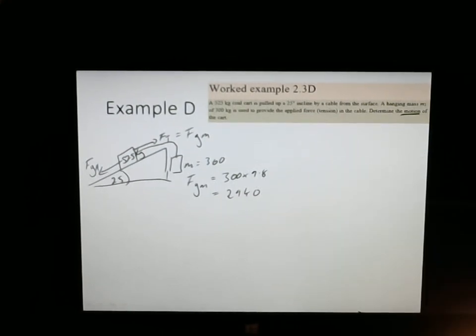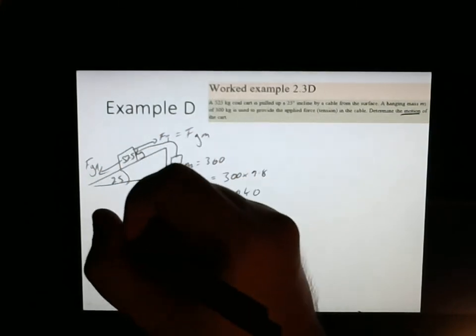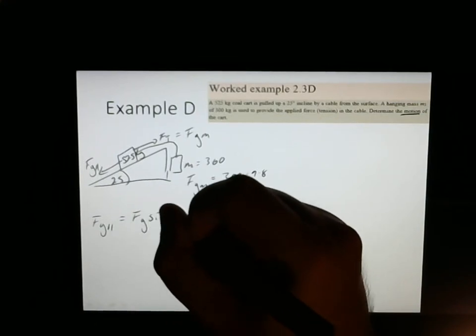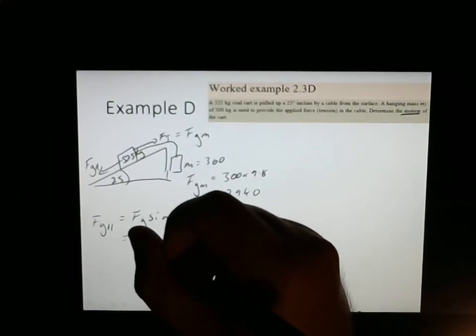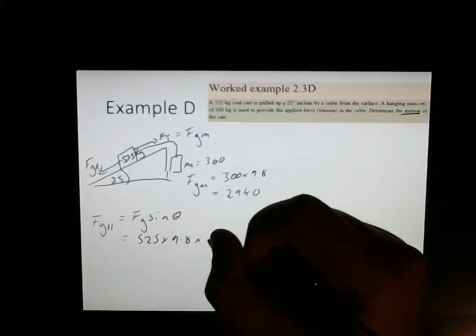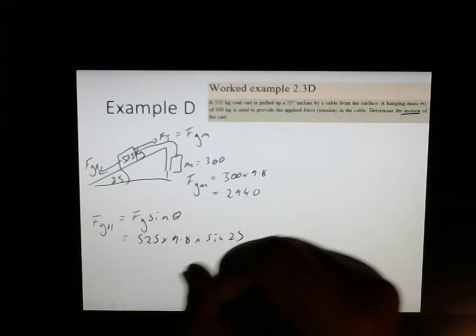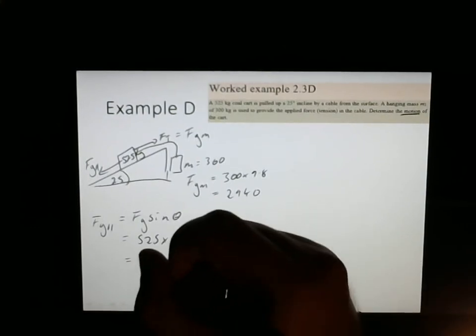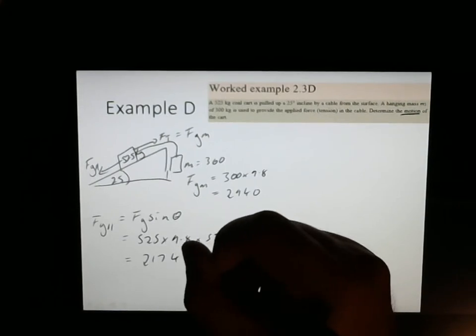2940, and we've got Fg parallel, so let's work that out. Fg parallel equals Fg sine theta equals 525 times 9.8 times the sine of 25, equals 2174 newtons.